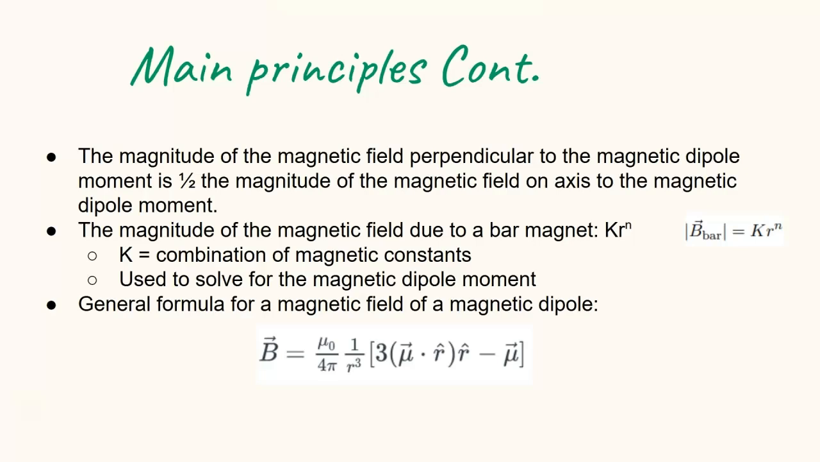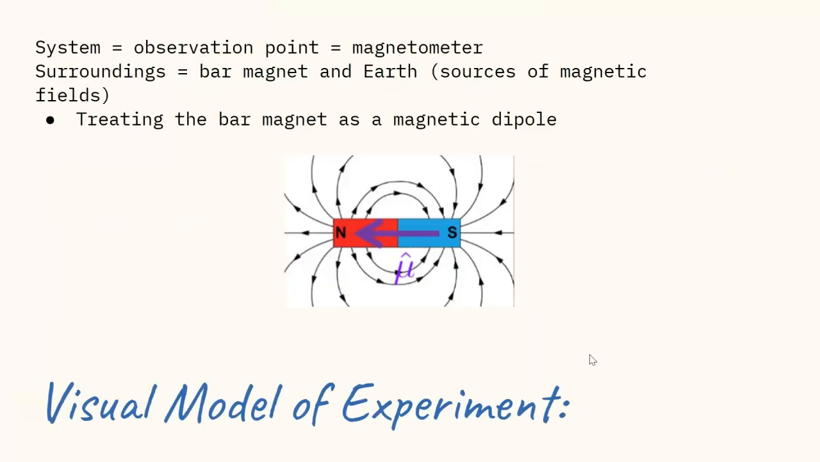And the magnitude of a magnetic field due to a bar magnet can be represented by the following equation, where K is a combination of magnetic constants. And then we also have a general formula for the magnetic field of a magnetic dipole. In our visual model, the system is the observation point, which in this case is our magnetometer, and our surroundings are the bar magnet and the Earth and any other sources of magnetic fields.